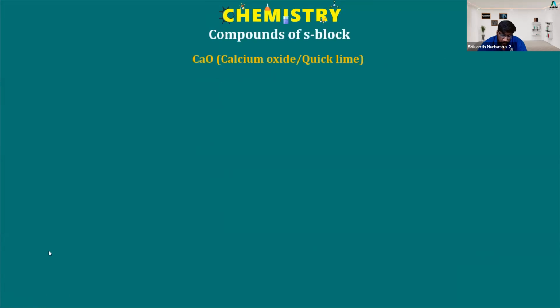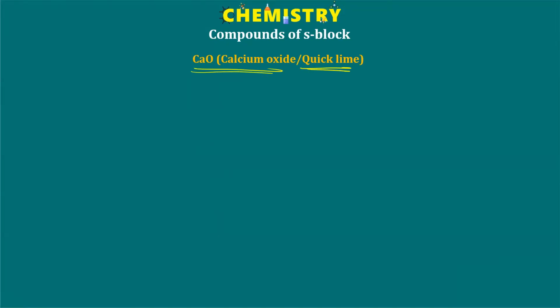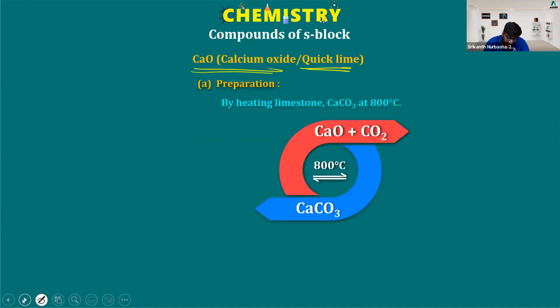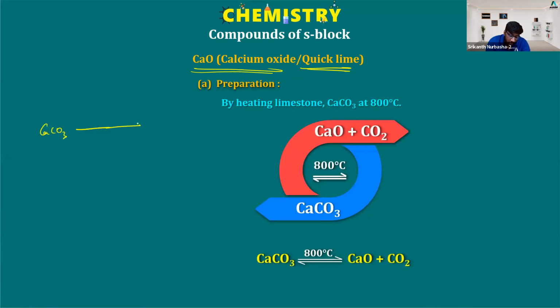Then you have the next commercially important compound, calcium oxide or quicklime, CaO. How is this obtained? By heating calcium carbonate to very high temperatures like 1070 to 1270 Kelvin. Preparation by heating limestone, that is CaCO3, at 800 to 1000 degrees Celsius. When you heat CaCO3 in this range, you will generate CaO plus CO2. This is how you prepare the quicklime.